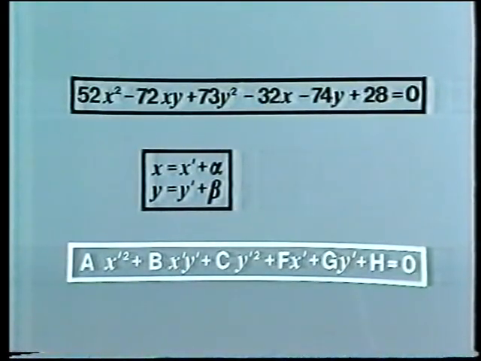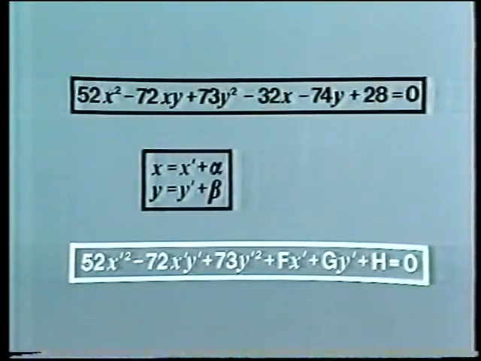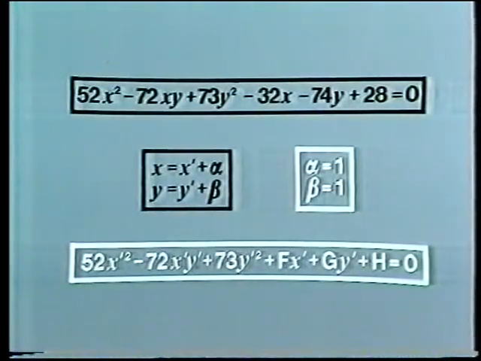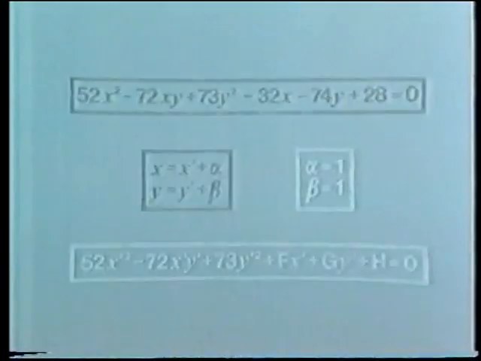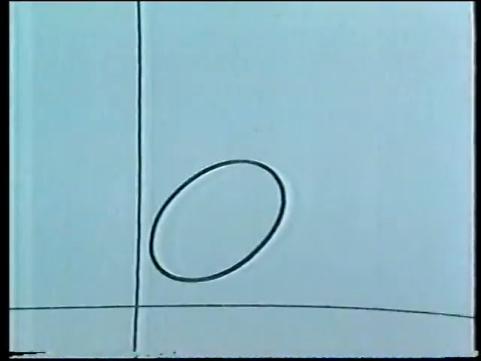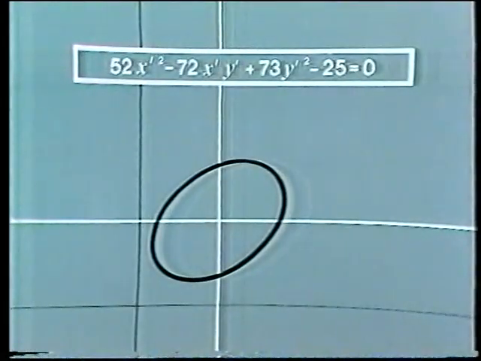Well, that's a bit tedious, but not very difficult. When you do it and collect up terms, you'll find that the first three coefficients are never changed by a translation. So to make this equation more like the standard ellipse, we'll have to try and make f and g 0. And if you work it out, you find that this happens when alpha equals 1 and beta equals 1. Well, this tells us where to put the axes. And h turns out to be minus 25.